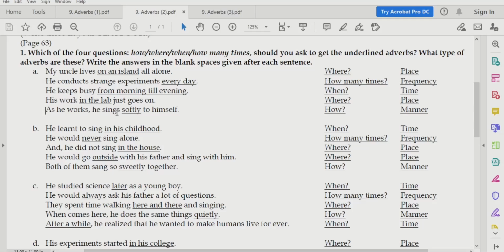As he works, he sings softly to himself. Softly means in a low voice, in a low volume. As he works, how does he sing? So the answer will be he sings softly. And it will be adverb of manner. किस तरीके से वो गाता है.